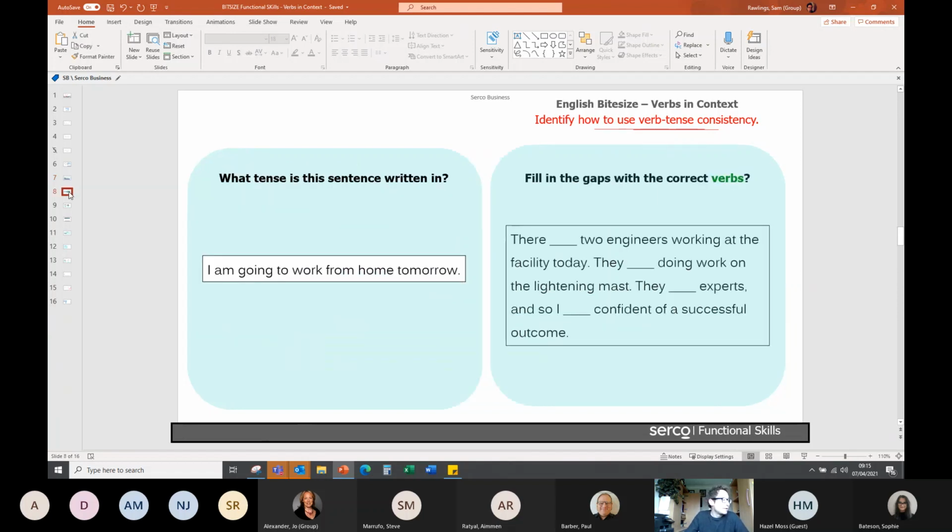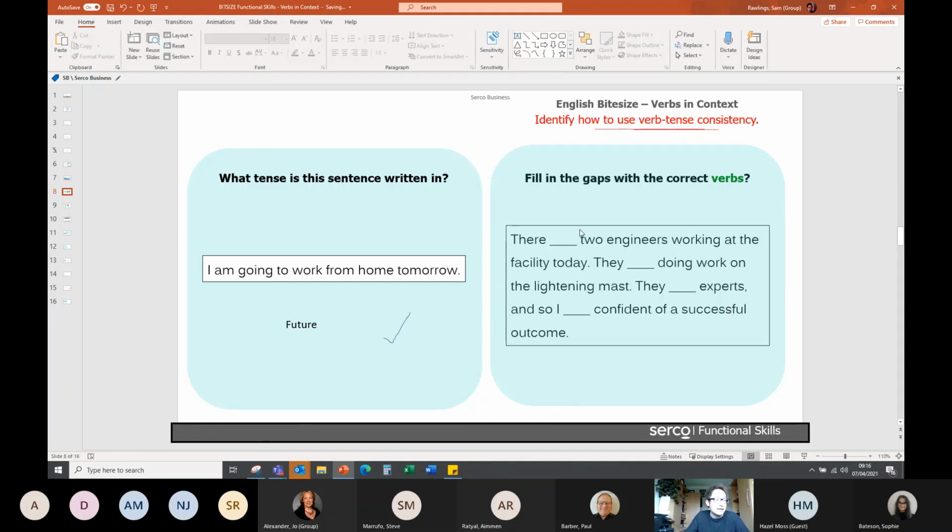Okay, let's have a look at these two questions quickly. The one on the left, what tense is this sentence written in? So I'm going to work from home tomorrow. What tense is that? It is the future, exactly. Good one, and Joe. And Shadida as well, very quick, good, excellent. So that's the future tense.